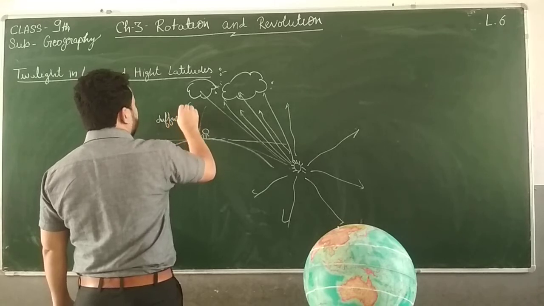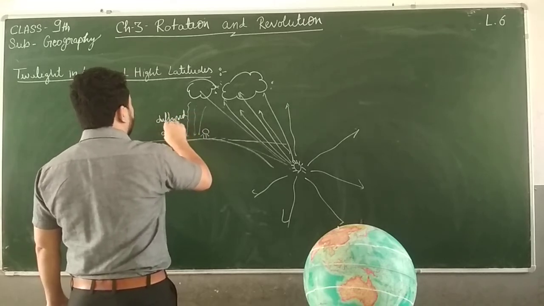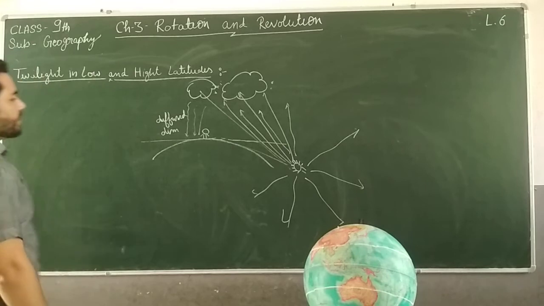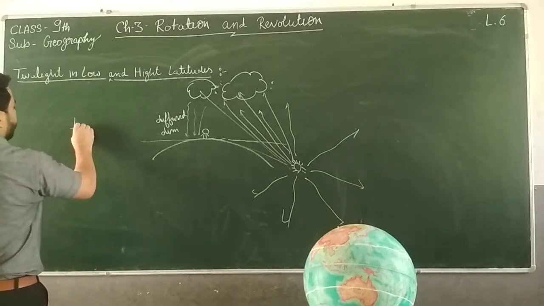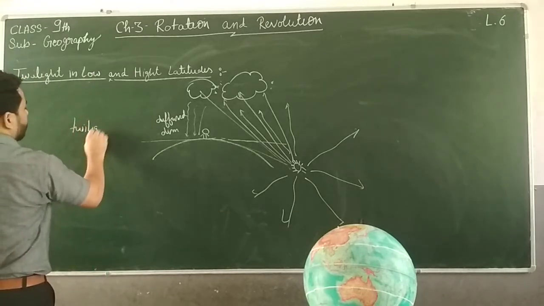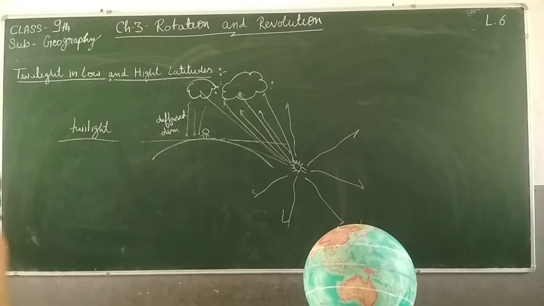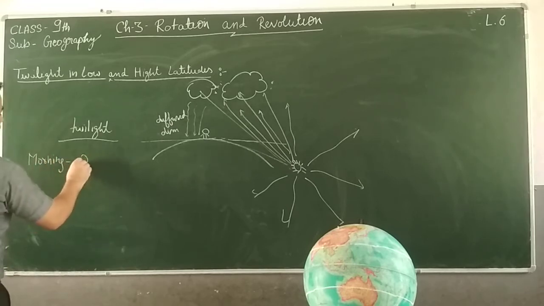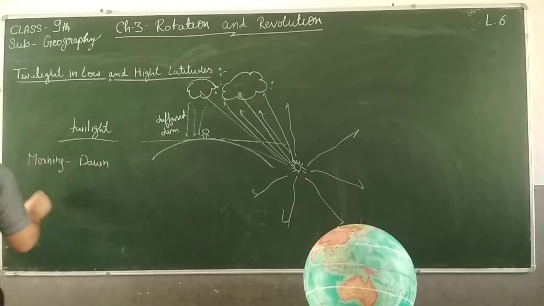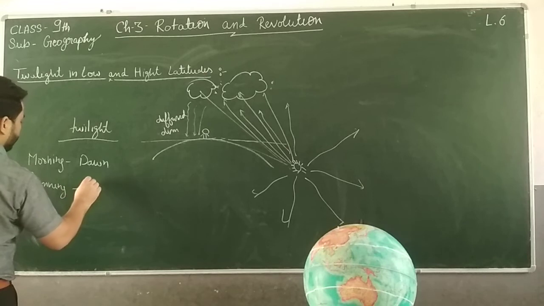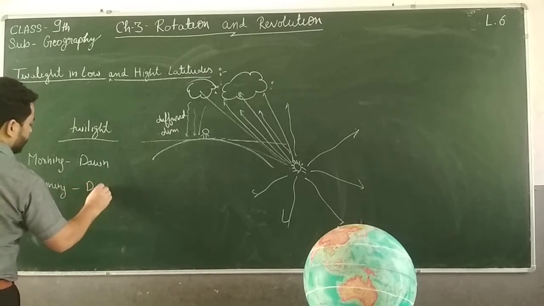That diffused and dim light is called what? Twilight, right? In morning time it is called dawn, and in evening time, the evening twilight is called dusk.